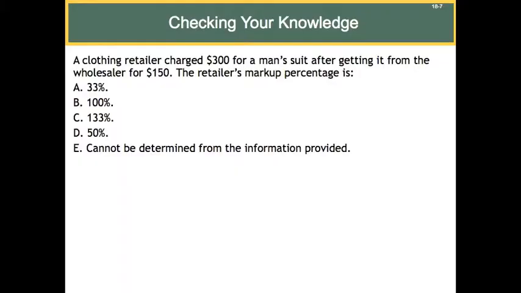Here's another example to check your knowledge. Let's assume a clothing retailer charges $300 for a men's suit after getting it from the wholesaler for $150. The retailer's markup percentage is A, 33%, B, 100%, C, 133%, D, 50%, or E, cannot be determined from the information provided. If you want to stop the video and work this out, that would be a good time to do that. We'll take a look at the answer.